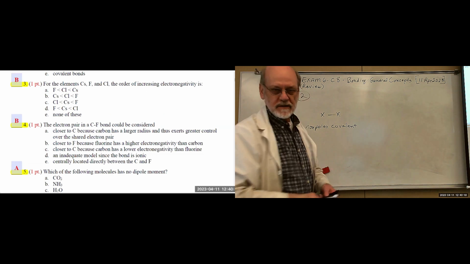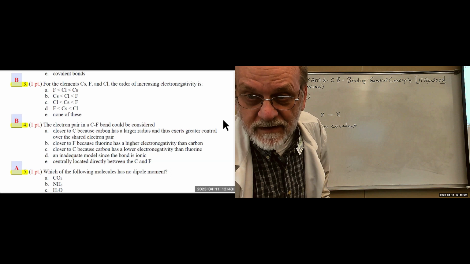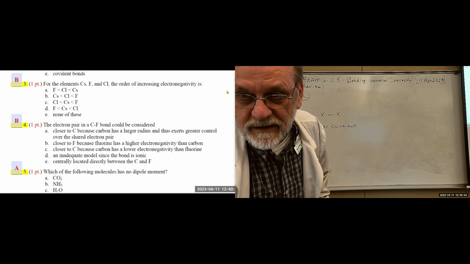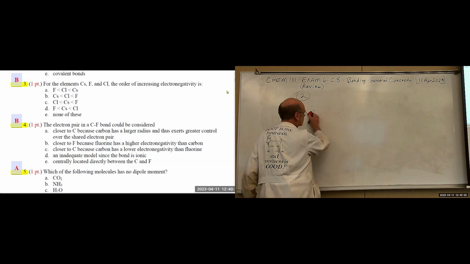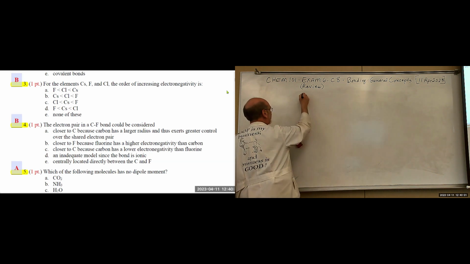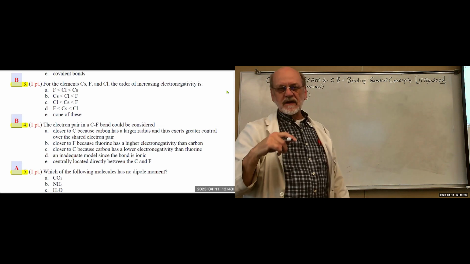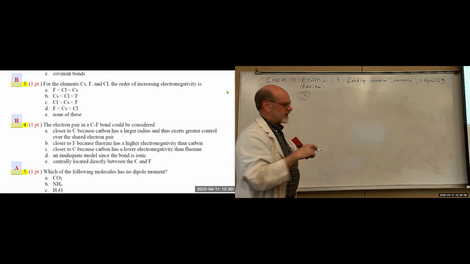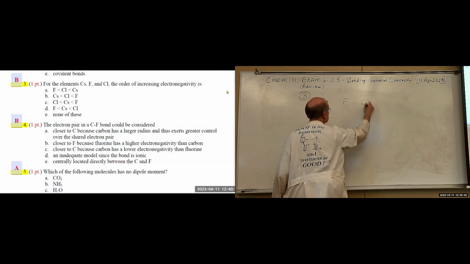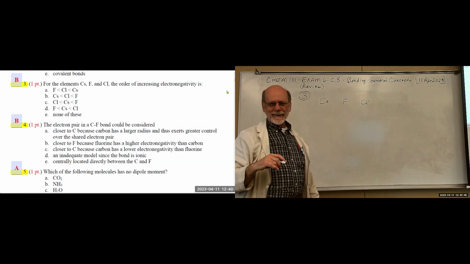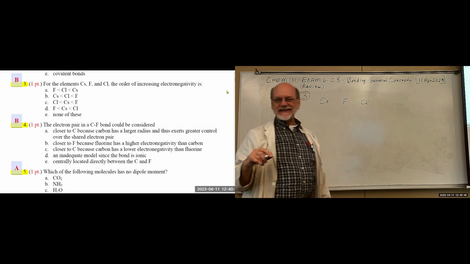That worked, except I can't read the rest of it. So let me see here. Okay. Number 3. For the elements cesium, fluorine, and chlorine, right? Okay. Order of increasing electronegativity.